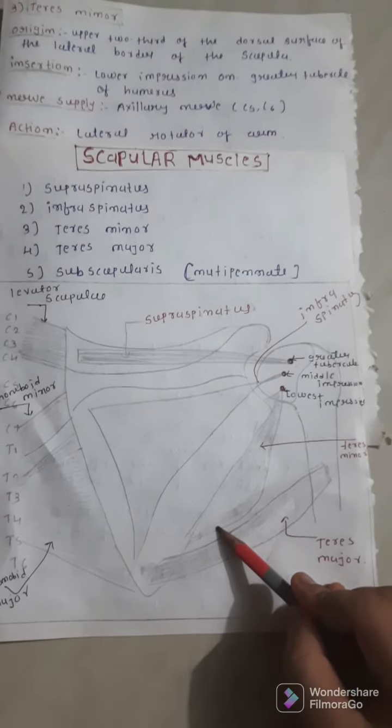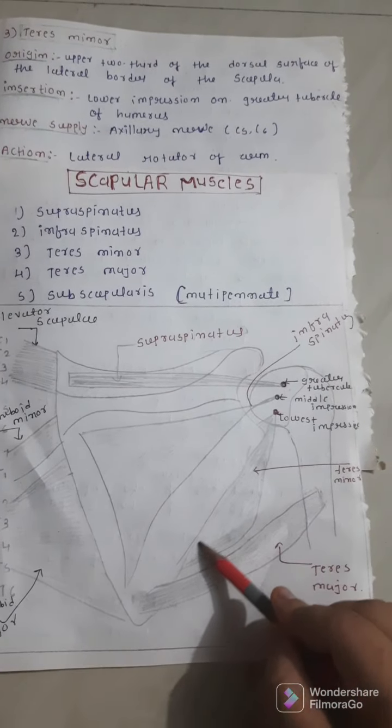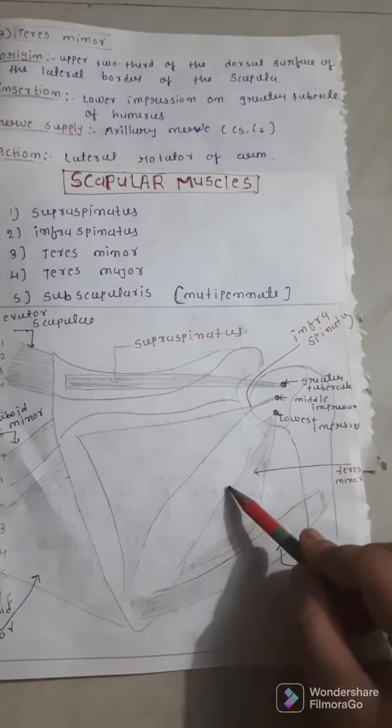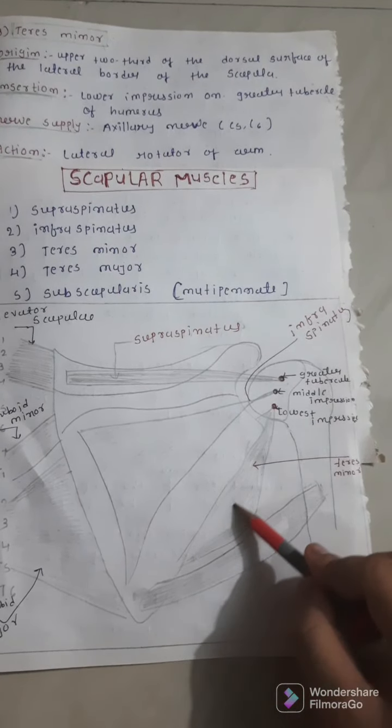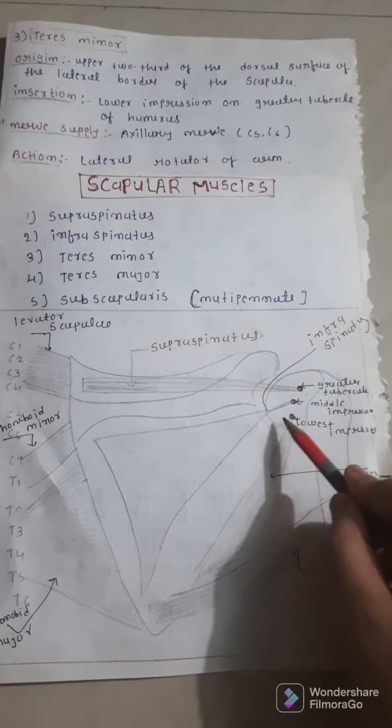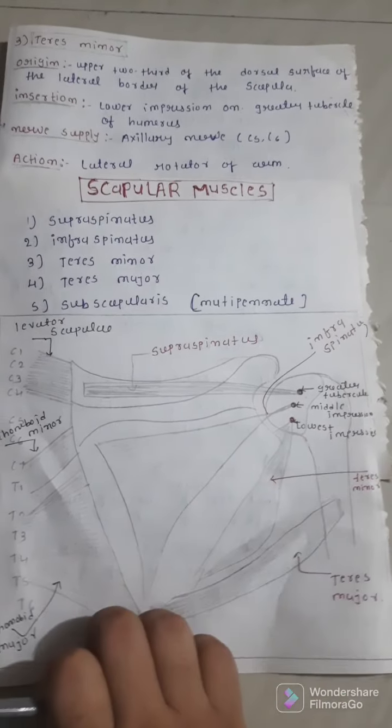You can see here it's a dorsal surface of the scapula and lateral border of scapula, and an insertion of the lowest impression of the greater tubercle.